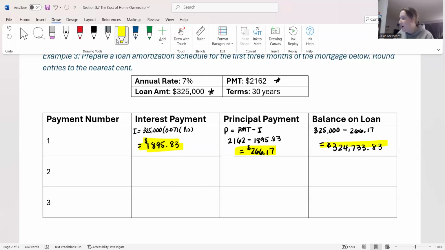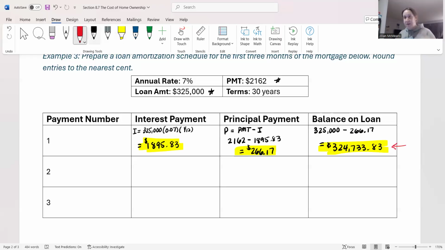You're tough as nails, okay? So again, you just paid $2,162, and of that, only $266.17 went to actually paying down your mortgage. Okay? And then we lather, rinse, repeat. But when we do the interest payment, we always use this value.